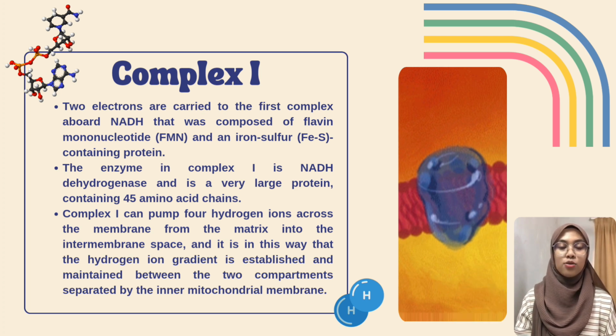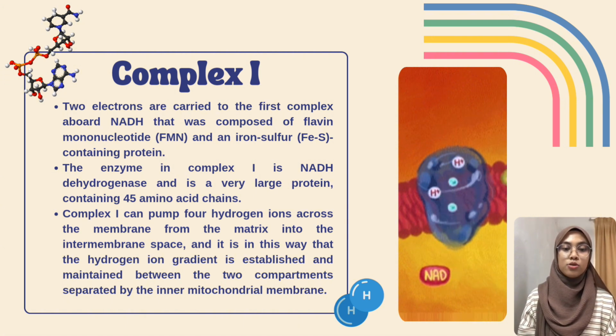This complex is composed of flavin mononucleotide FMN and an iron-sulfur containing protein. FMN, which is derived from vitamin B, is one of the several prosthetic groups or cofactors in the electron transport chain. A prosthetic group is a non-protein molecule required for the activity of a protein. Prosthetic groups are organic or inorganic, non-peptide molecules bound to a protein that facilitate its function. Prosthetic groups include coenzymes, which are the prosthetic group of an enzyme.